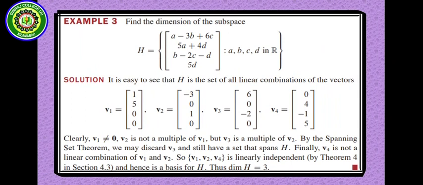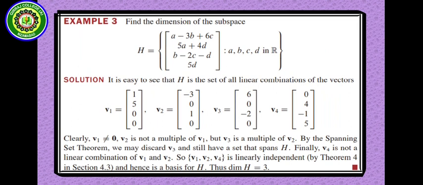So next problem, find the dimension of the subspace H equal to A minus 3B plus 6C, 5A plus 4D, B minus 2C minus D, 5D. So here how many variables are there? 4 variables are there: A, B, C, D. So here we get 4 vectors: 1 5 0 0, minus 3 0 1 0, 6 0 minus 2 0, 0 4 minus 1 5.